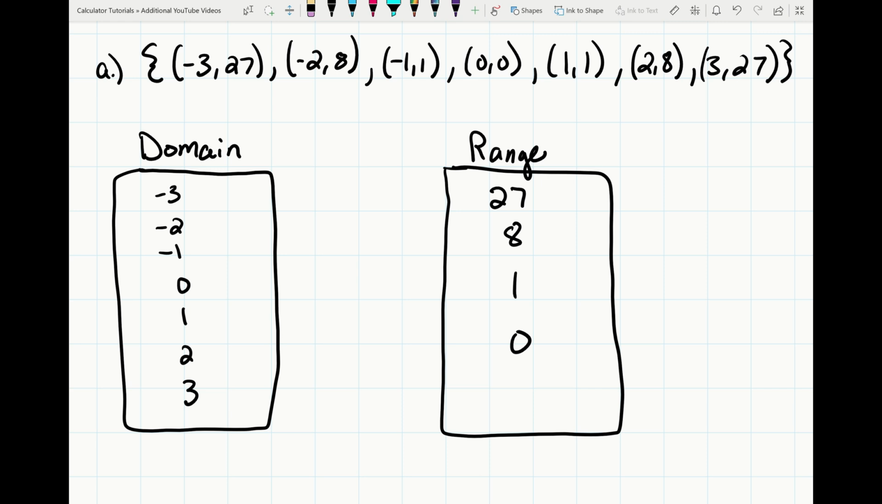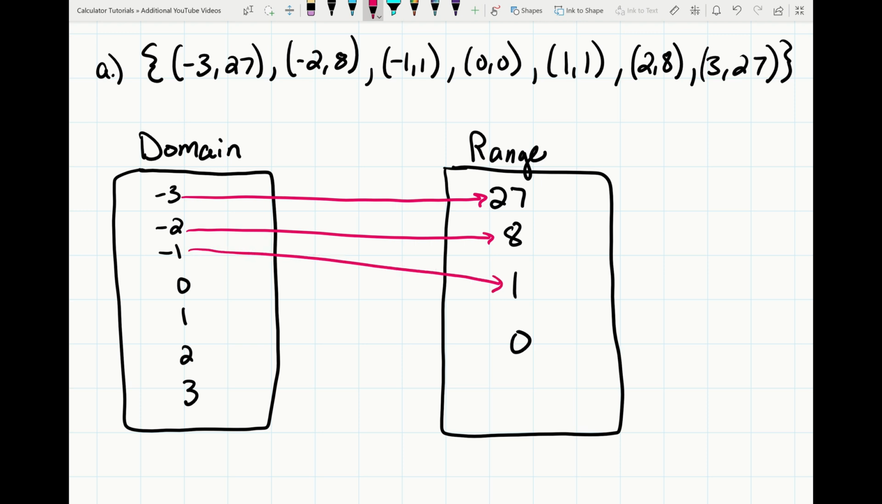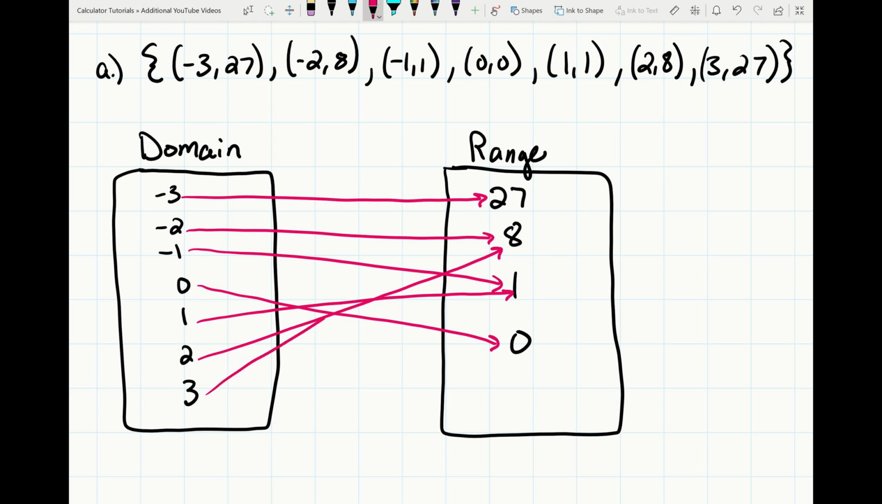Now I'm going to map them. -3 points to 27. -2 points to 8. -1 points to 1. And then 0 points to 0. I'm going to keep going. 1 points to 1. 2 points to 8. And finally 3 points to 27.